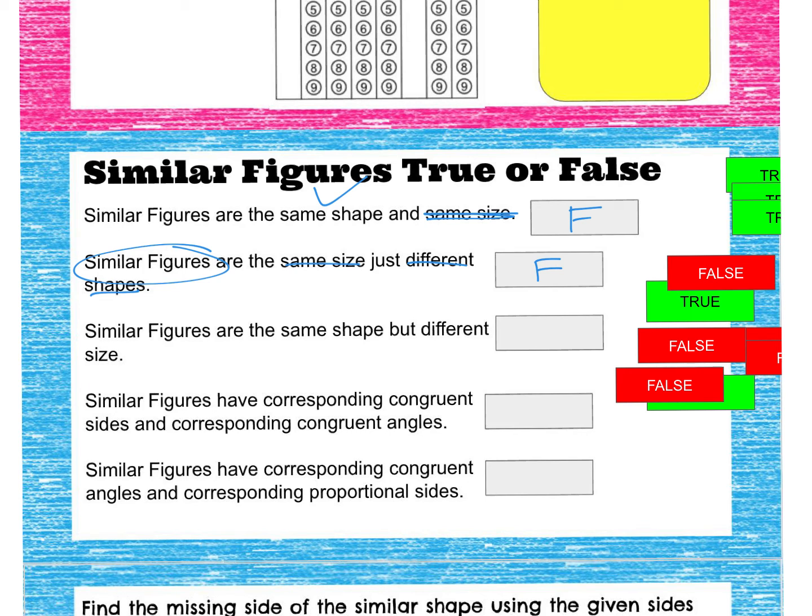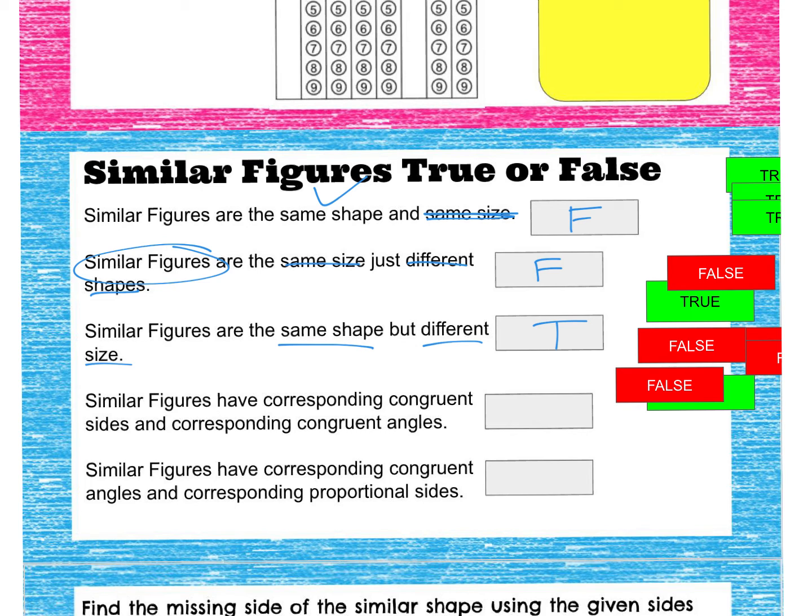Okay, next one. Similar figures are the same shape but different size. Ooh, I like this one. Same shape is good. The size will be different. True. Similar figures have corresponding congruent sides and corresponding congruent angles.